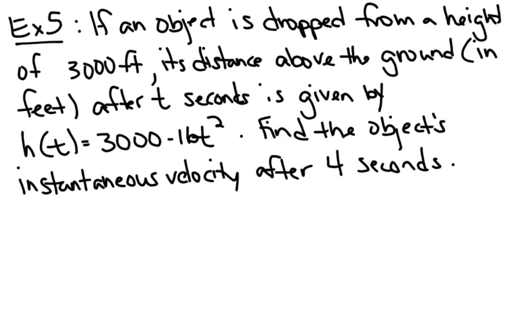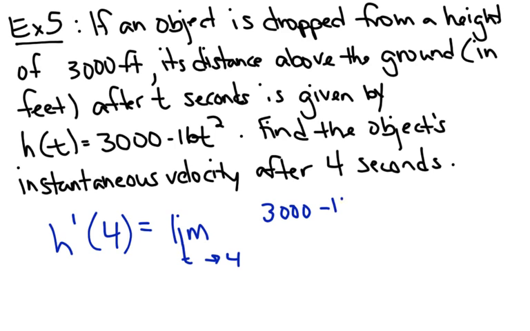So if an object is dropped from a height of 3,000 feet, its distance above the ground in feet after t seconds is given by the function h of t is equal to 3,000 minus 16t squared. Find the object's instantaneous velocity after 4 seconds. Okay, to find the instantaneous velocity, we're going to find the derivative at 4 seconds. So it's going to be the limit as t approaches 4 of the original function, 3,000 minus 16t squared, minus h of 4.